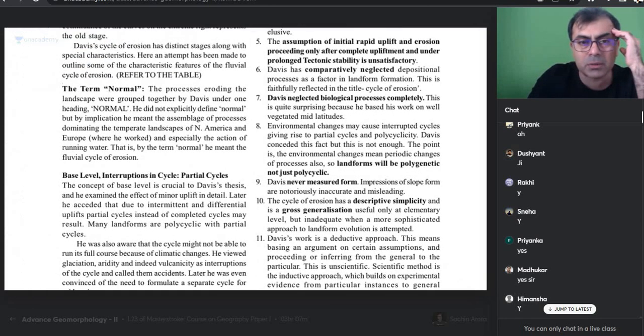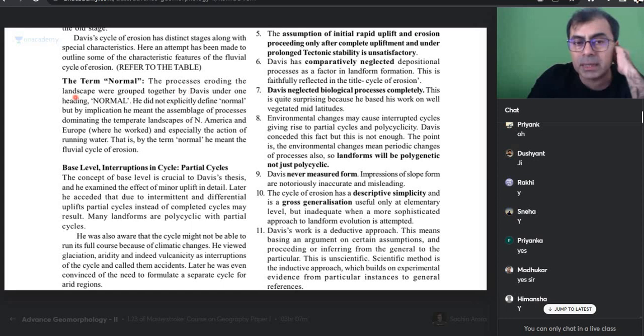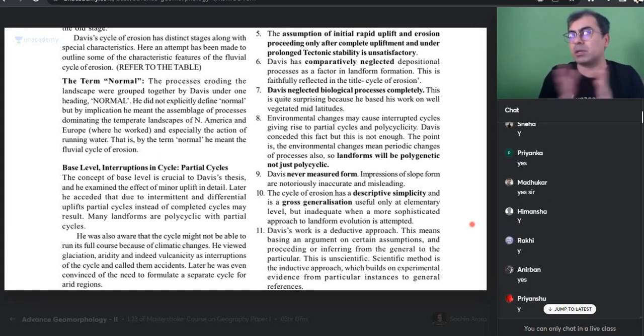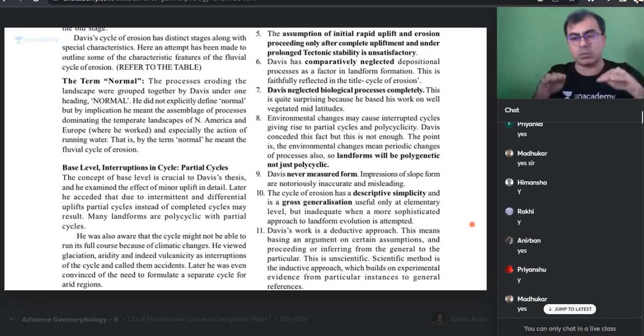So let us understand that also. The processes eroding landscapes are grouped together by Davis under one heading, which is normal. He did not explicitly define normal, but by implication he meant the assemblage of processes dominating a temperate landscape. Some books write that he's talking about fluvial, because in North America and Europe there is especially the action of running water. So many people think that his normal cycle is about the fluvial landforms. Is everyone okay with that? Many people think so. But for him, the word normal simply meant all the processes that would normally act to bring down the land. So he was not doing that.